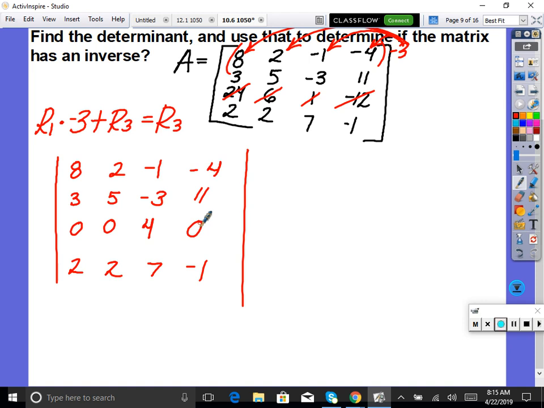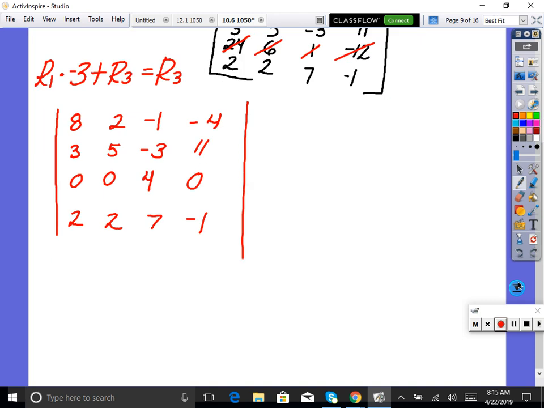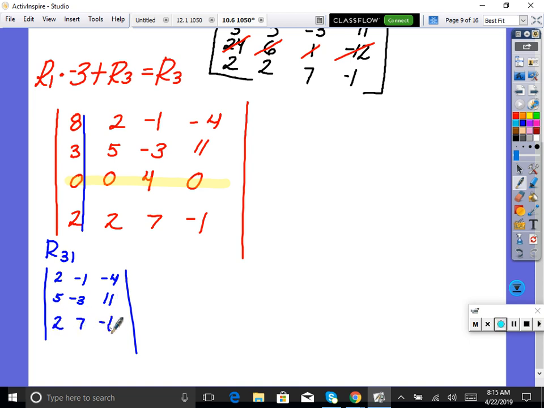So now I'm going to give myself room, and choose to eliminate row 3. So let's go find the determinant. Let's be quick. We are doing row 3, column 1. So if I was to delete, pretend like I crossed that out, I'm going to leave it on the side so we can still see it. So we have 2, negative 1, negative 4. We have 5, negative 3, 11. We have 2, 7, negative 1.